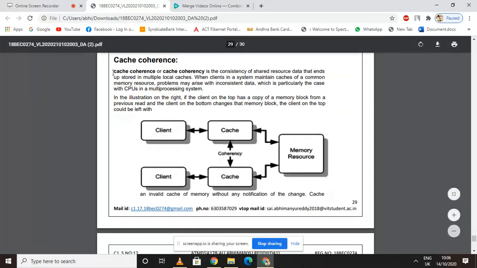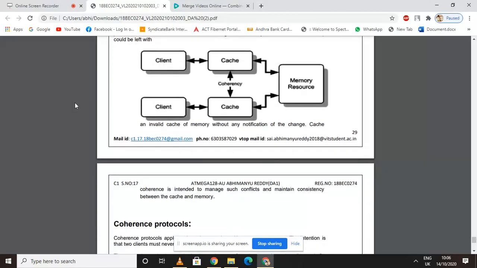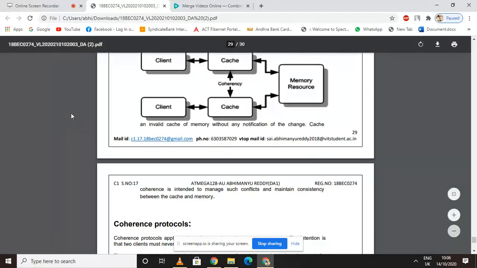So, cache coherence is the consistency of shared resource data that ends up stored in multiple local caches. In the illustration given below, we can see that the client on the top has a copy of a memory block from a previous read, and the client on the bottom changes that memory block. The client on top could be left with an invalid cache of memory without any notification of the change, and coherence is intended to manage such conflicts.